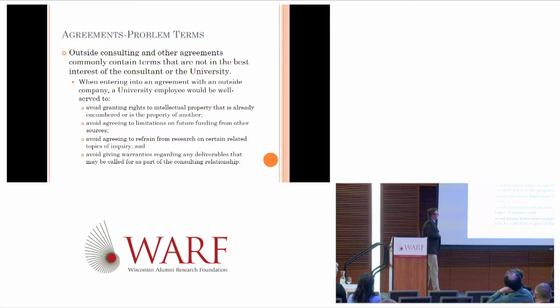Some ideas. These are the most important parts if you're entering into an agreement with an outside company. Avoid granting rights to intellectual property that is already encumbered or is the property of another, and we'll talk about some ways that can happen. Avoid agreeing to limitations on future funding from other sources, which comes up a surprising amount. Avoid agreeing to refrain from research on certain related topics of interest. Sometimes this can happen in sneaky ways as well.